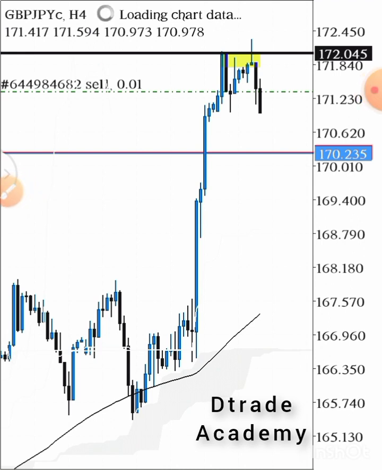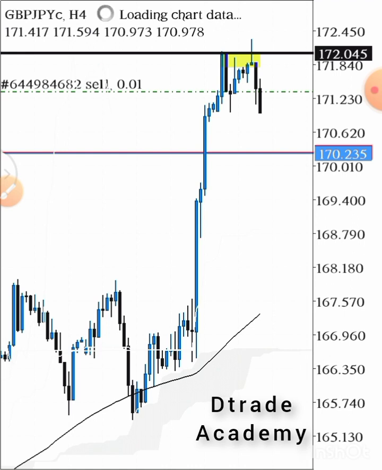Today, I would like to give reasons why I sold this pair, GBP JPY. Now, before I make any trade, I always go to my higher time frame, starting from H4, to just take a look at the chart.